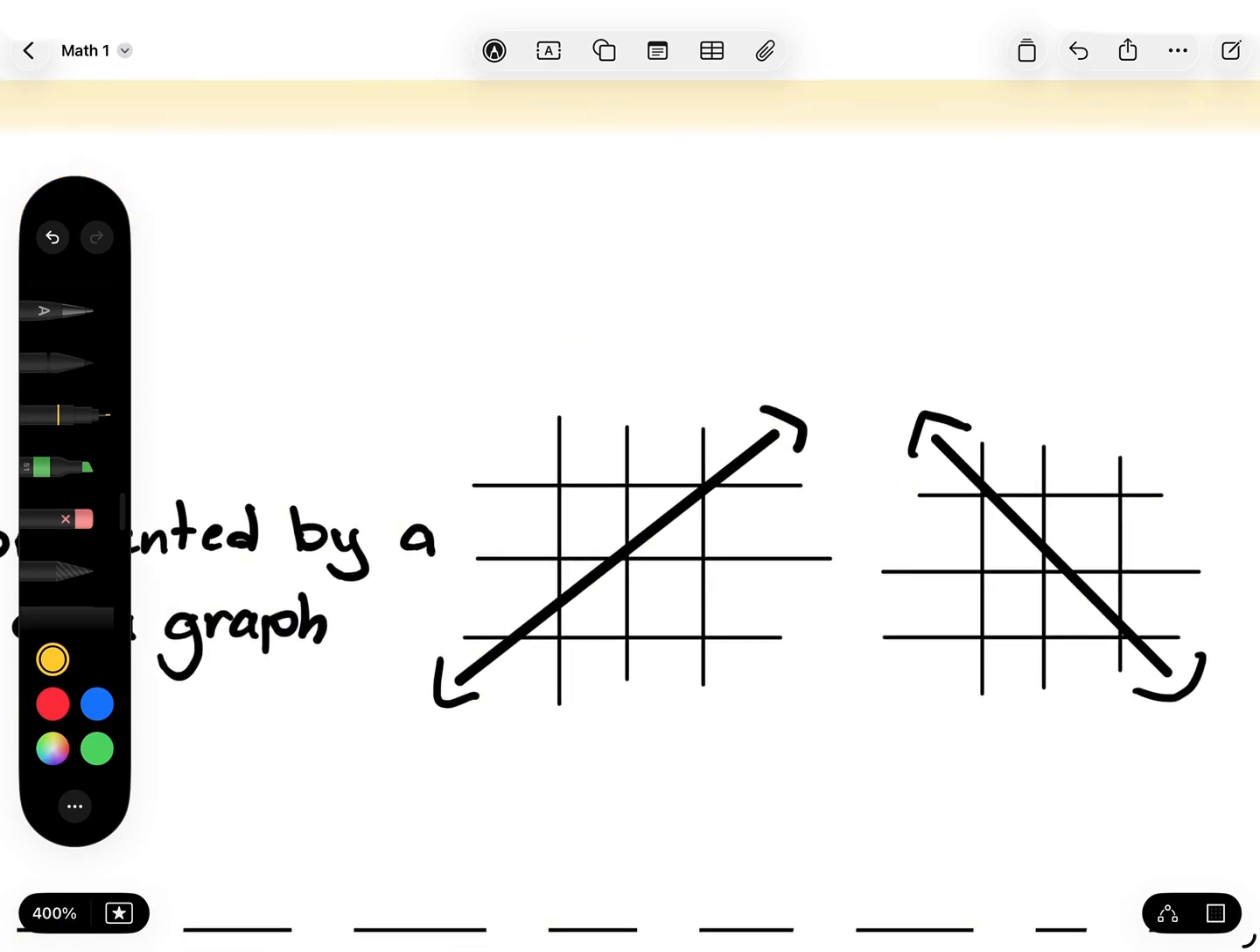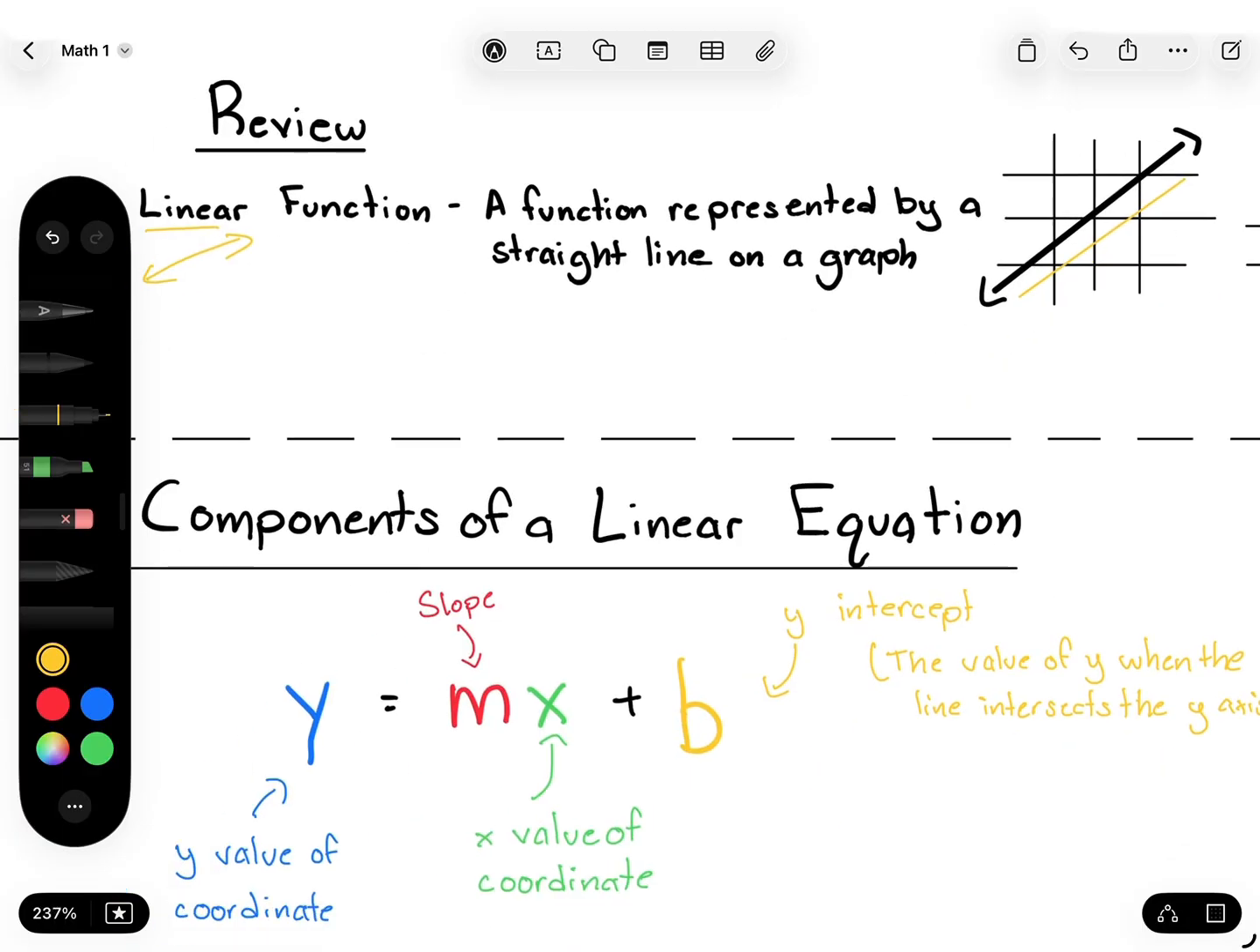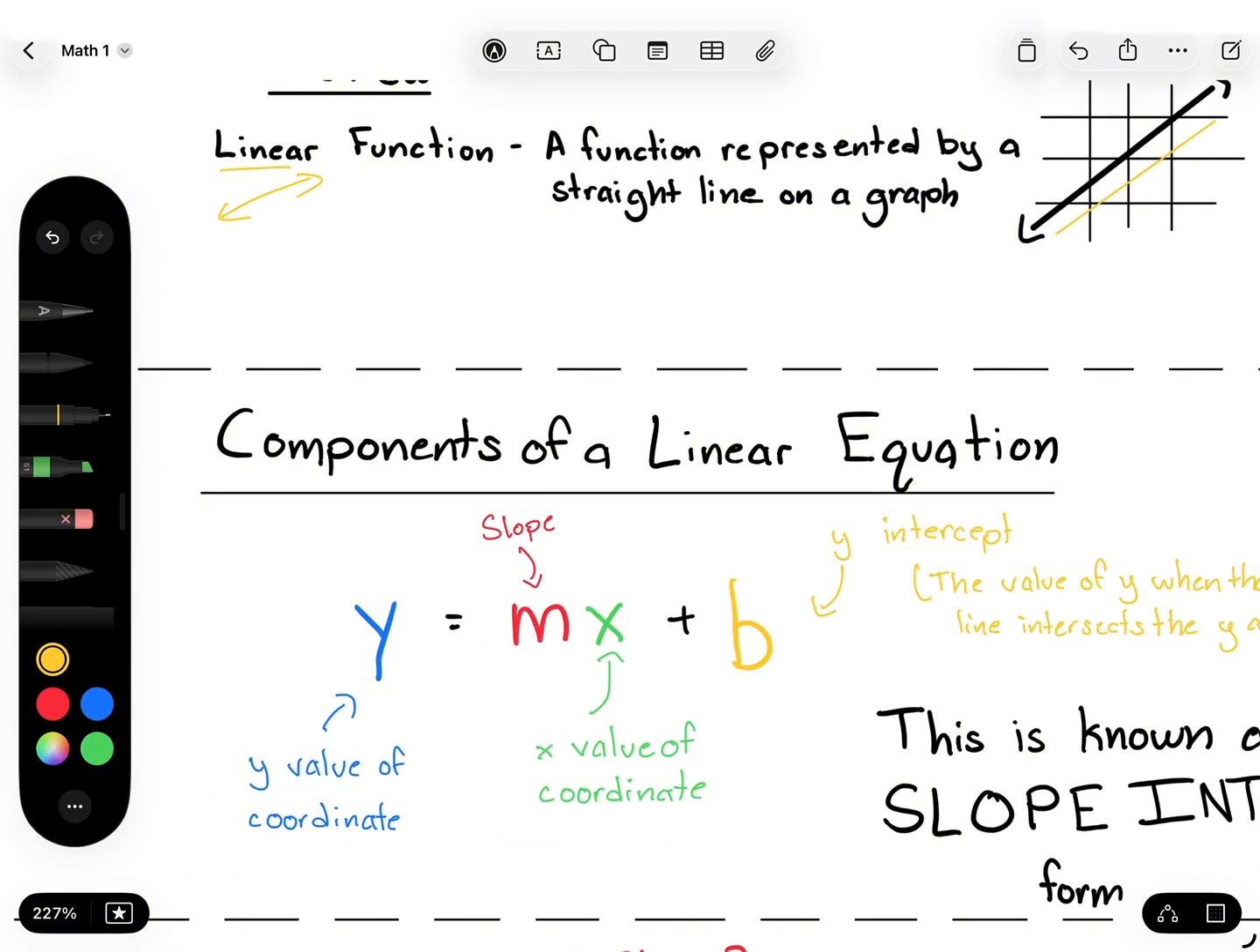But the two main things that you have to keep in mind are that it must be a straight line with no disturbances in the middle, and it must be a function, which means that the x cannot repeat with different y values. So I'm going to talk about the components of a linear equation.